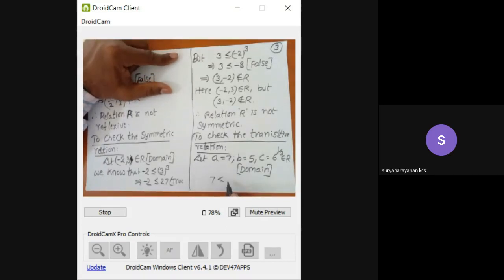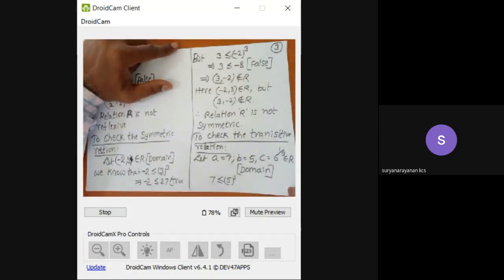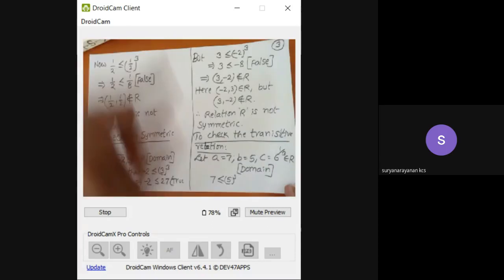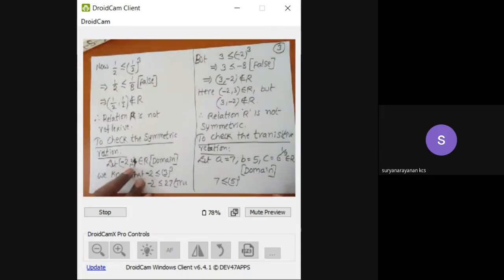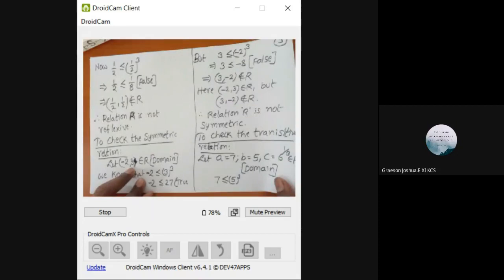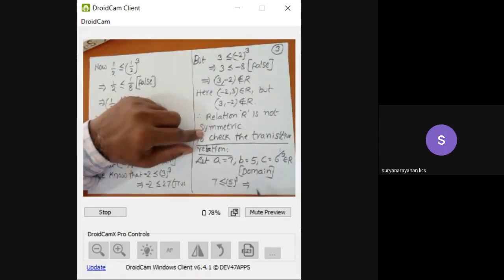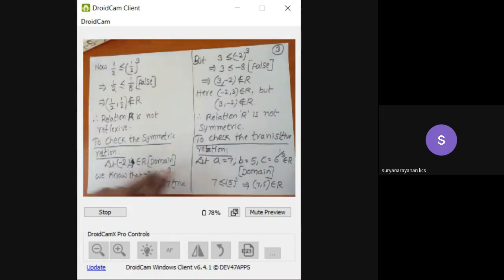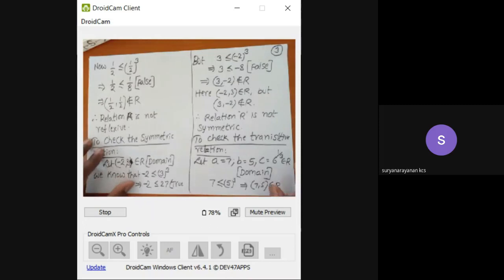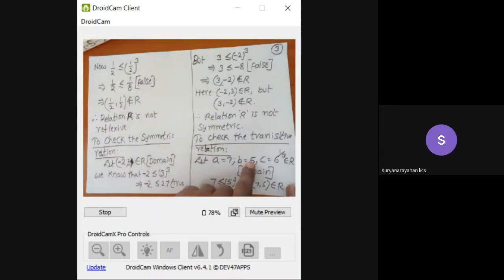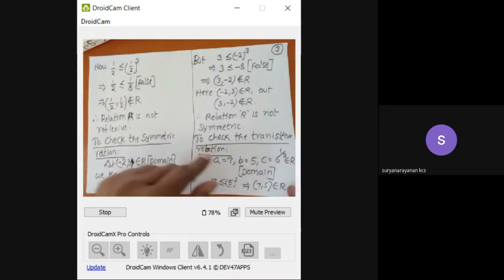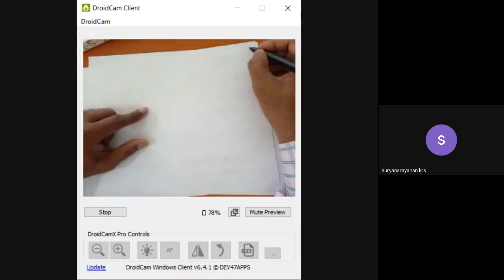7 is less than or equal to 5 cube. Yes or no? Okay, sir. This implies we can say that ordered pair 7 comma 5 belongs to R, because these two numbers are satisfying the given relation. Yes or no? Yes, sir. Next, 5 comma 6 power 1 by 3.